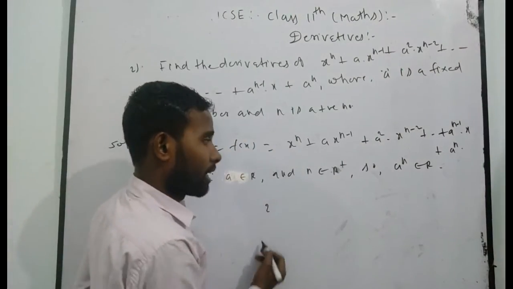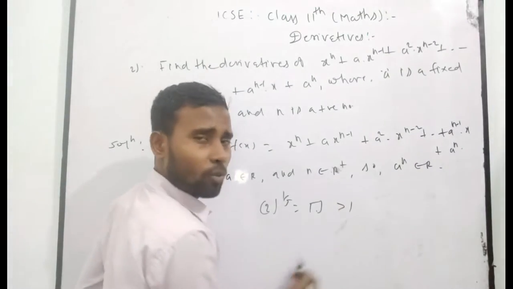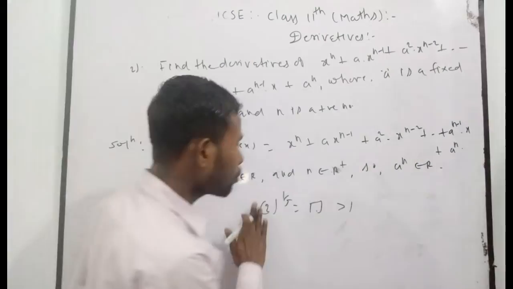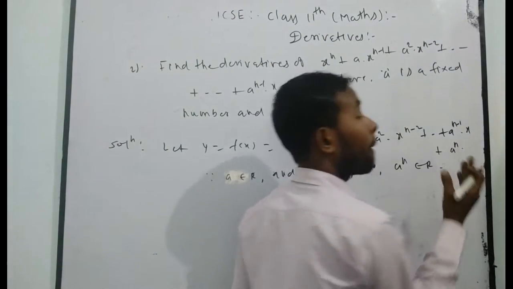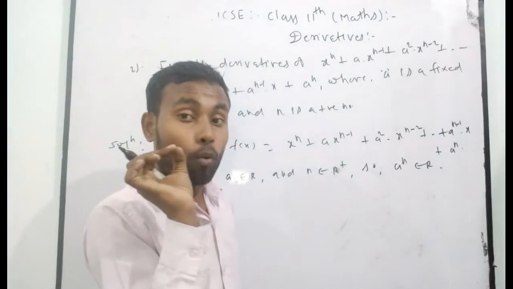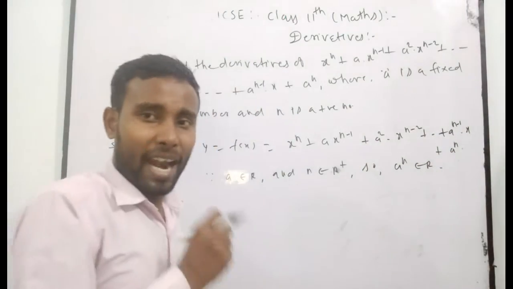Suppose that a is 2 and you take 2 to the power 1 by 5. Its value will be something greater than 1. Definitely it is also a constant. So I want to tell you that a square, up to a to the power n, all these terms are constant, not x to the power n combining with them.